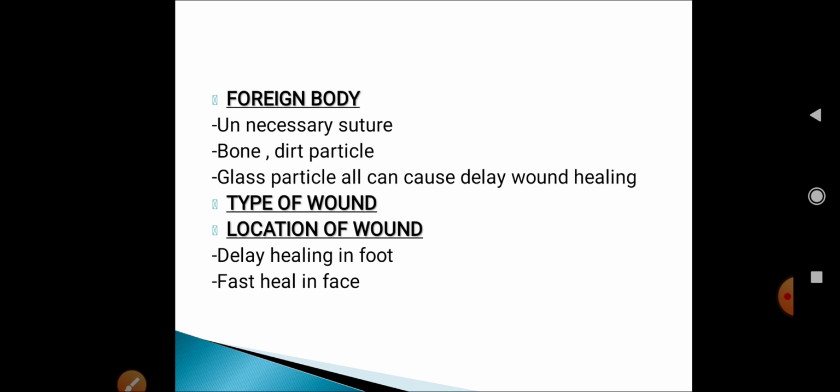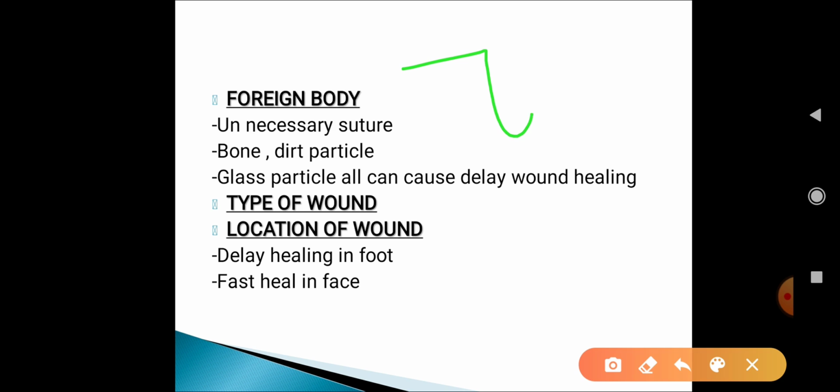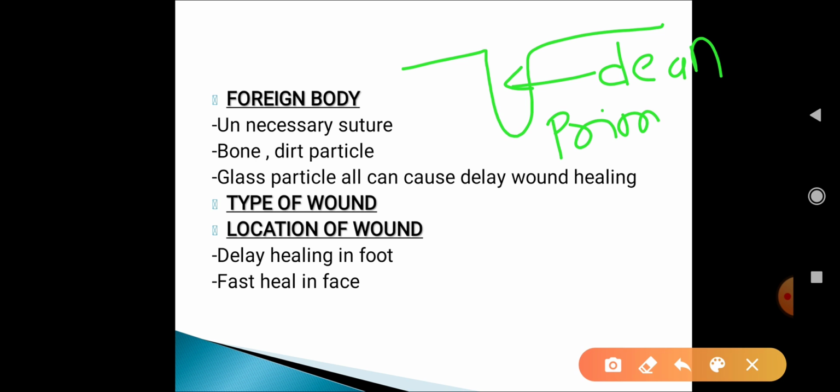Third factor, most important, foreign body. Guys, you might have seen that whenever you are having a wound, the doctor first tries to clean the wound. Why do they want to make your wound clean? They want to make your wound clean to heal it by the primary intention. Because a dirty wound with foreign particles within the wound, or bone particles, all that foreign body particle can impair your wound healing. It can delay your wound healing. So the foreign body can delay the wound healing.